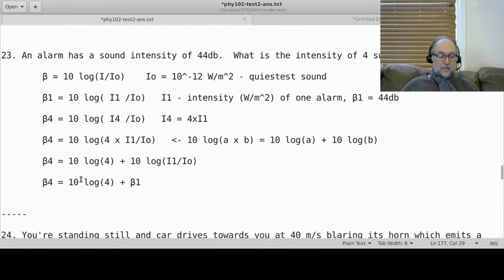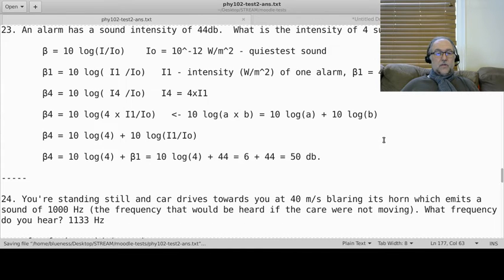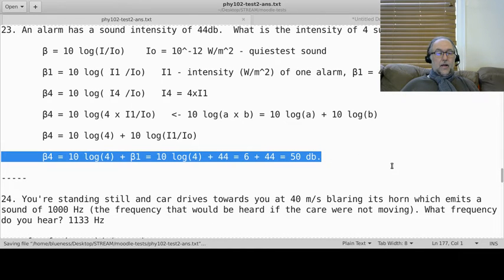And so now you get that this is equal to 10 log of 4 plus 44. Well, 10 log of 4, you can do that on your calculator. It'll turn out to be 6. And that means that the answer is 50 decibels like that. All right, so there you go. There's the answer for beta 4.